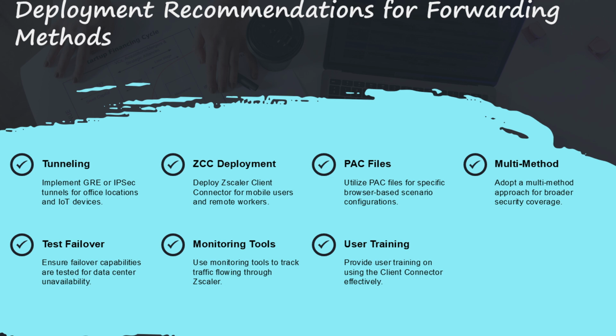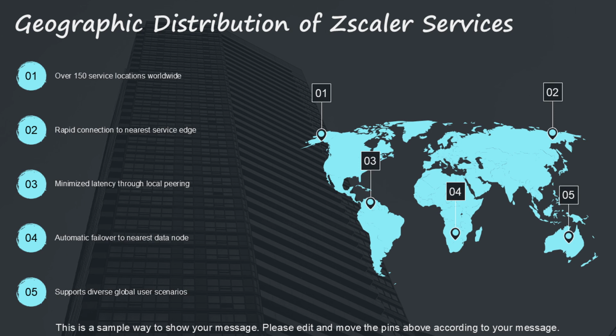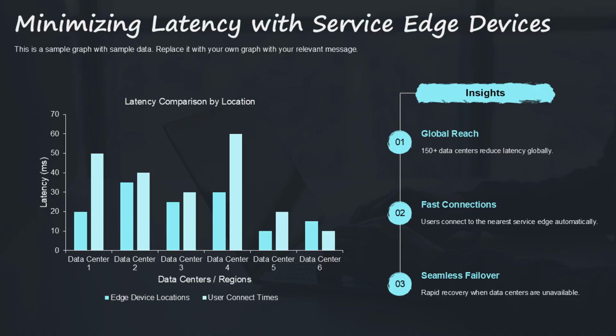Zscaler recommends implementing a combination of forwarding methods to ensure comprehensive security coverage. You should use tunneling like GRE or IPSec for office locations and IoT devices. Deploy the Zscaler Client Connector for mobile users and remote workers. Implement PAC Files for specific browser-based scenarios. And consider Zscaler Cloud Connector for additional use cases.